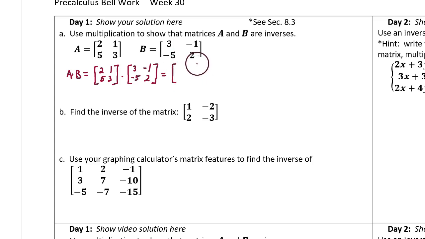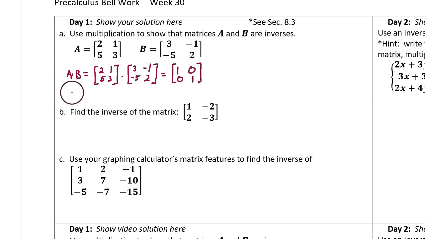When you multiply a 2 by 2 by another 2 by 2, the answer will be a 2 by 2. 2 times 3 is 6, plus negative 5 makes 1. 2 times negative 1 is negative 2, plus 2 is 0. 5 times 3 is 15, and 3 times negative 5 is negative 15, and this is 0. And this last one will be a 1. So this is the identity matrix.